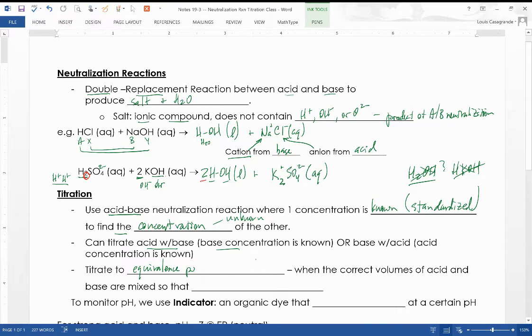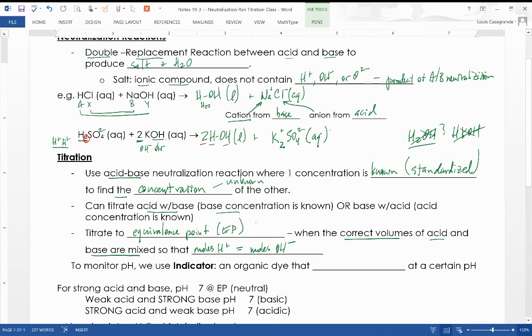Now, when you say an equivalence point, something must be equivalent, right? Call it EP. What's equivalent? The correct volumes of acid and base are mixed. You'll see in the titration video how we actually mix them together, so that when you hit the equivalence point, the moles of the H+ that you've added from the acid equal the moles of the OH- that you've added from the base. And that's where stoichiometry is going to come in.